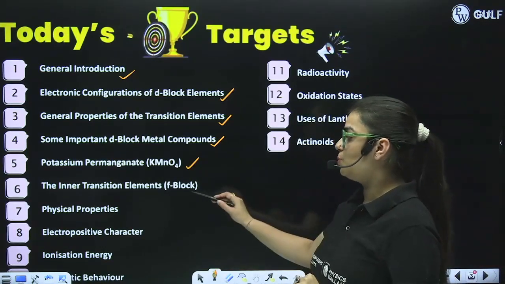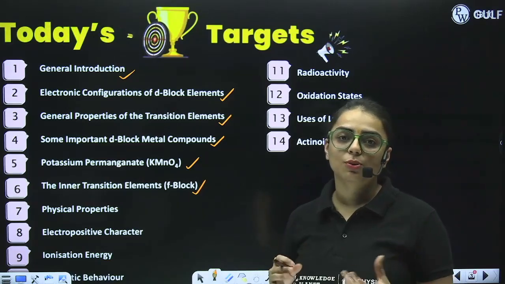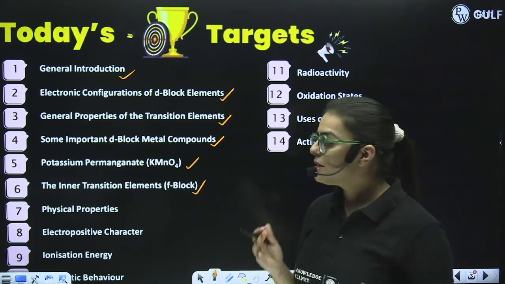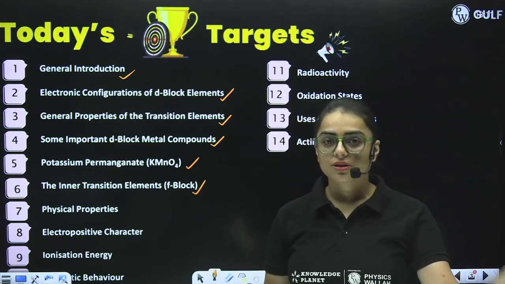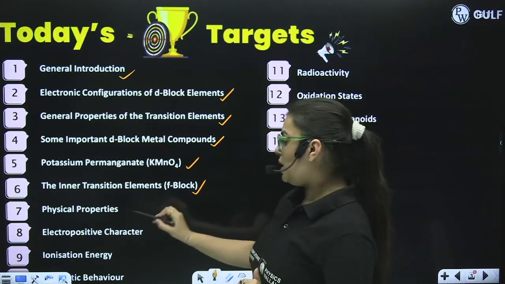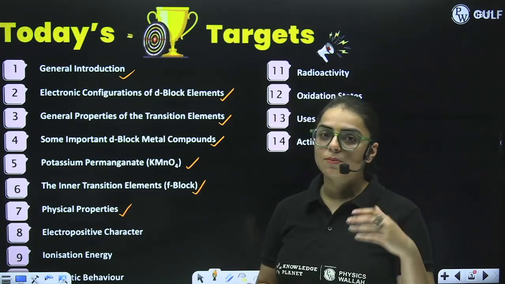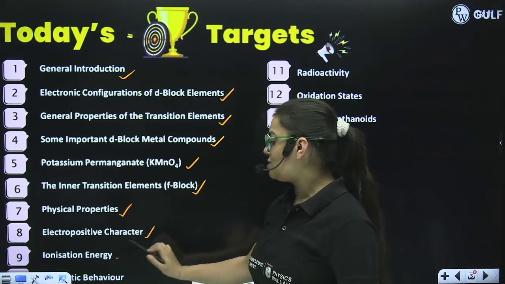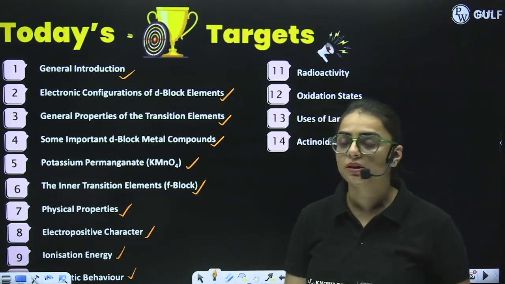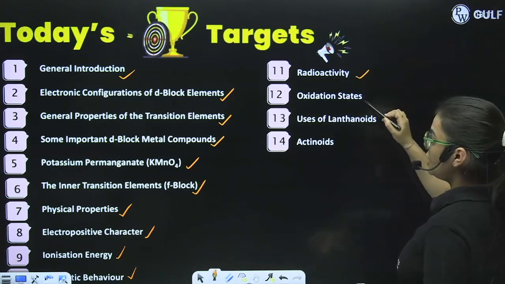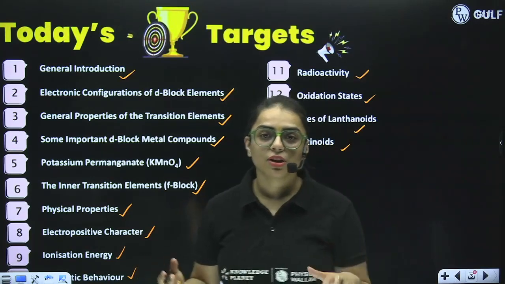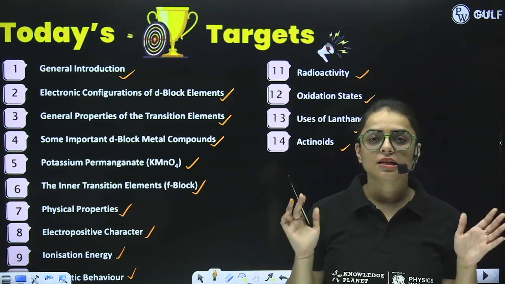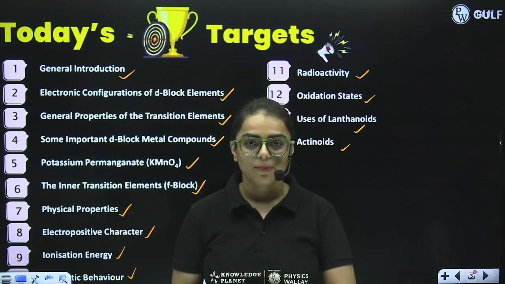Next, students, comes your F block elements, also referred to as the inner transition elements. In that, in the same way as we did for the D block ones, we are going to cover the F block ones. We'll be doing the physical properties, then the electropositive character, ionization energy, magnetic behavior, right? Radioactivity, oxidation state, their uses, and then the actinoids. So lanthanoids and actinoids, all of these categories will be covered in this one-shot session today, right?